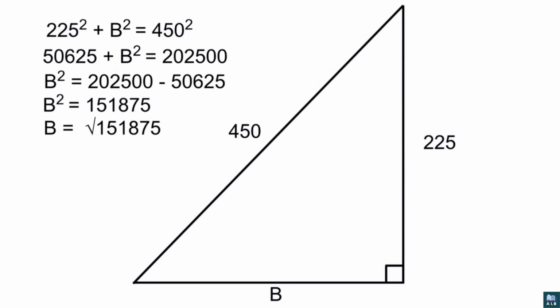So we're starting to see the answer get closer and closer here. B is equal to the square root of 151,875. Punch that into your calculator, and we get our answer of 389.7. So we have determined that 450 squared minus 225 squared gives us 389.7 squared. That is determined the size of B.